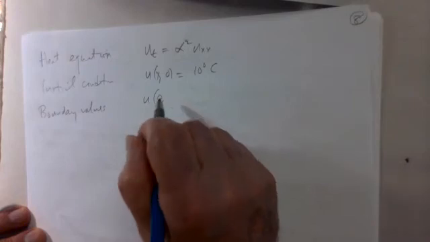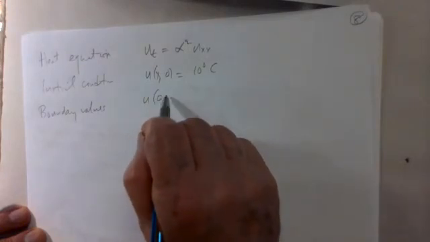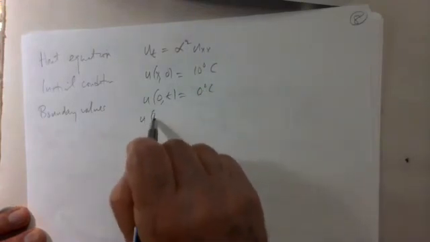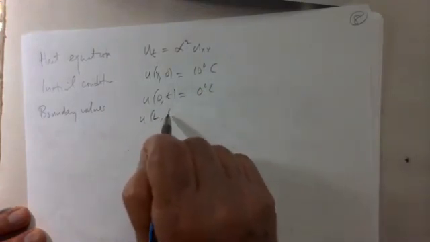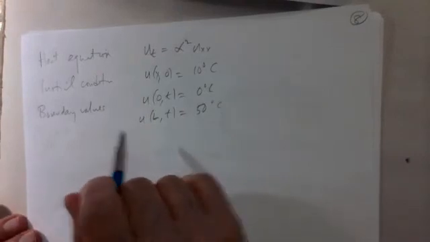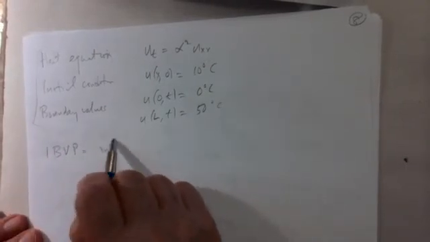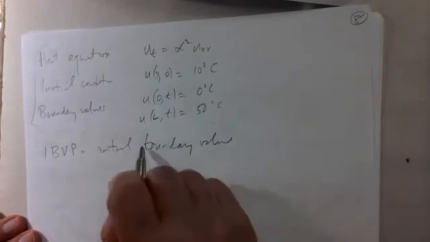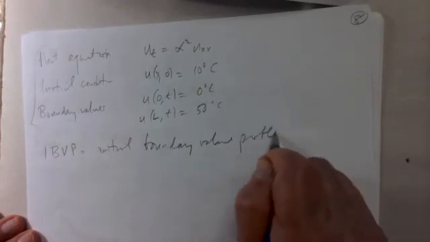At the left-hand endpoint, x equals 0, at every time we had a temperature of 0. At the right-hand endpoint, when x is equal to L, we have a temperature of 50 degrees. So when you put all this together, you have an IBVP. I is initial, boundary value problem.